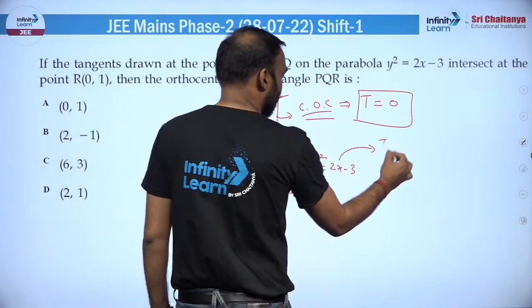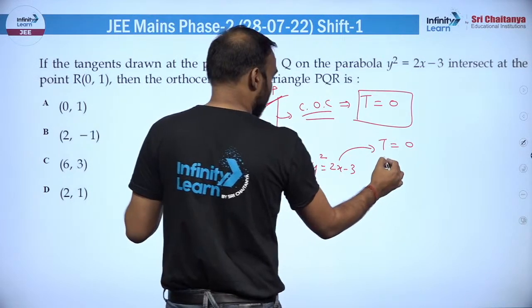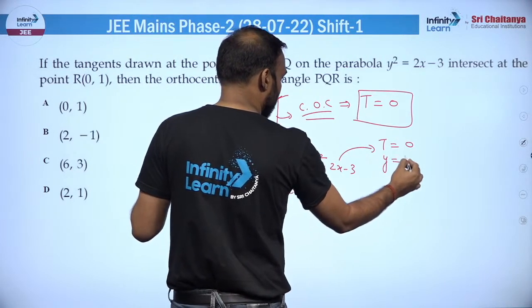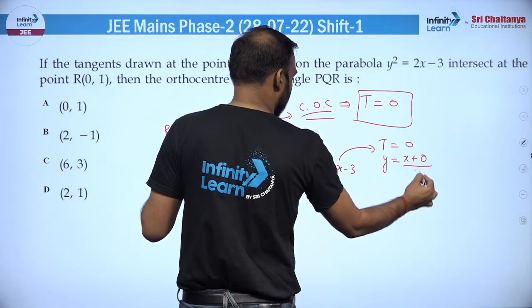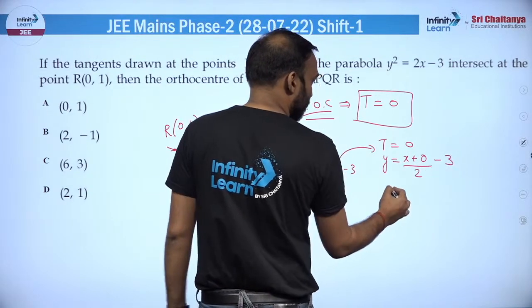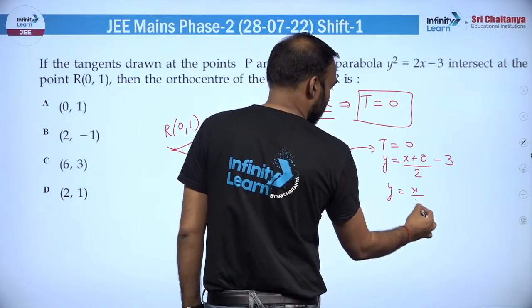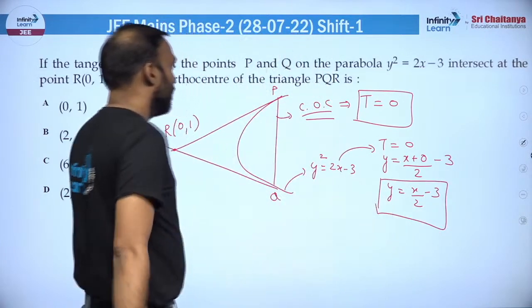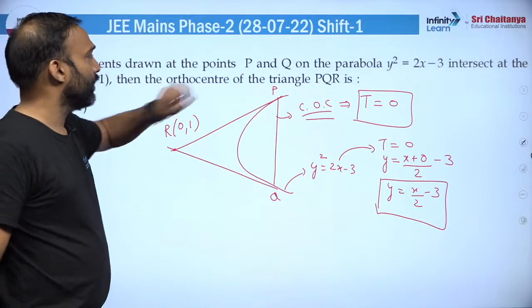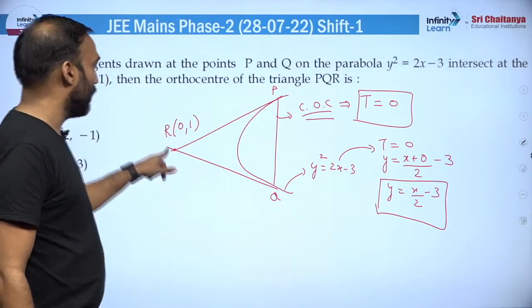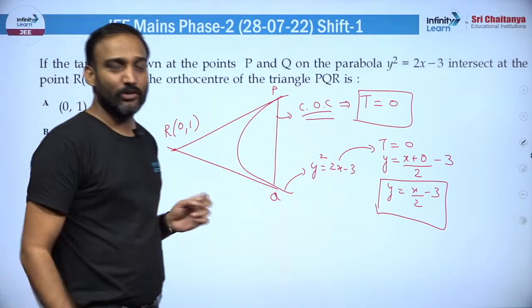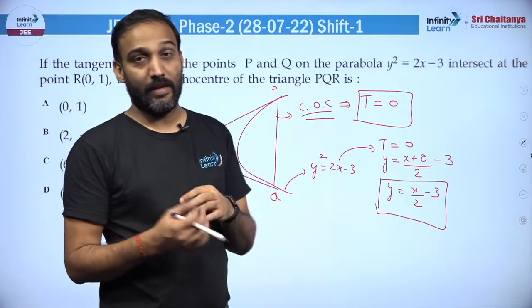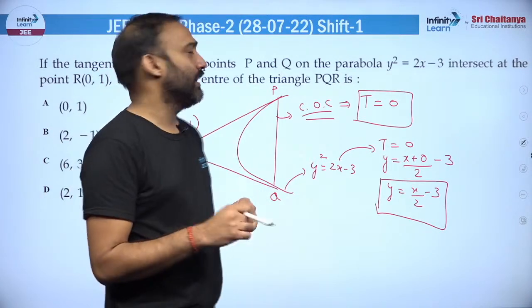So what is the capital T is equal to 0 over here? y y1, that is y is equal to (x plus x1) by 2 minus 3. So I'll get y is equal to x by 2 minus 3. So this is my equation PQ. Now what do I have to find out? I have to find out the orthocenter of this triangle PQR. I need the orthocenter. So orthocenter is the point of intersection of the altitudes. So I need to find out the altitudes, right?